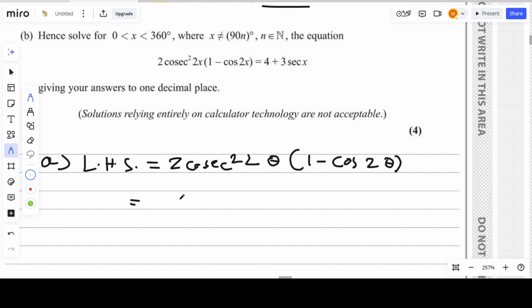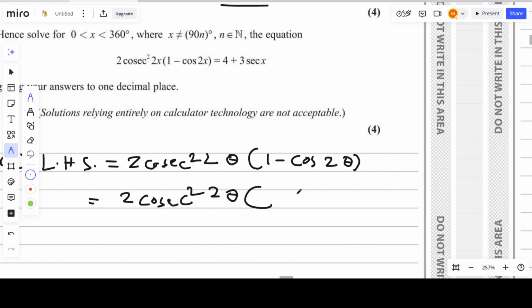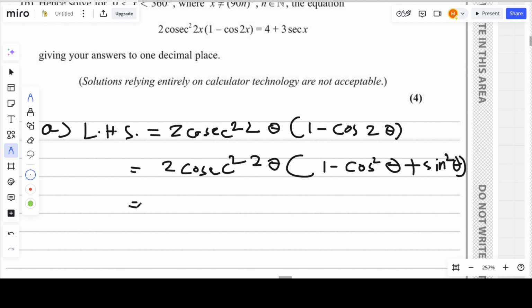At first, let's simplify the bracket. In the bracket, what do we have? 2 cosec squared 2 theta, keep it as it is. We will simplify it later on. Let's simplify the part within the bracket. Cos 2 theta can be written as cos squared theta minus sin squared theta. But before cos 2 theta there was a negative, so that would be what? Plus sin squared theta.